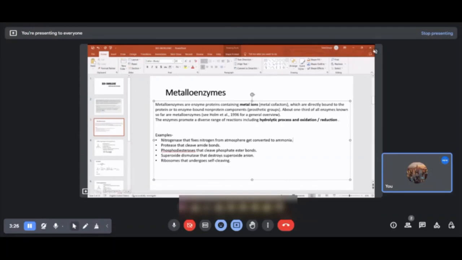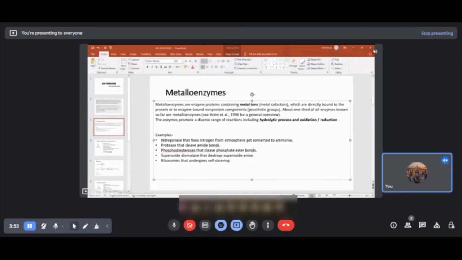And in this nitrogen fixation process, the enzyme known as nitrogenase plays a vital role, helping this process to be performed. Next, we have amide cleavage of the amide group. To enable this function, protease is one of the enzymes which helps.